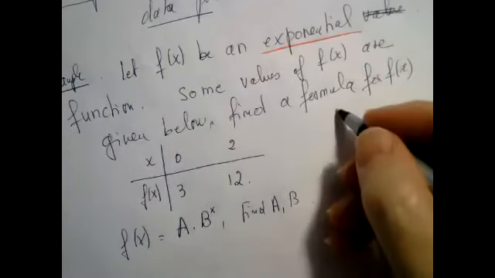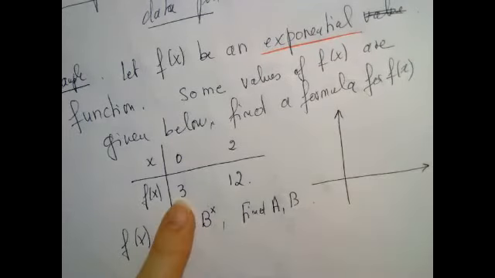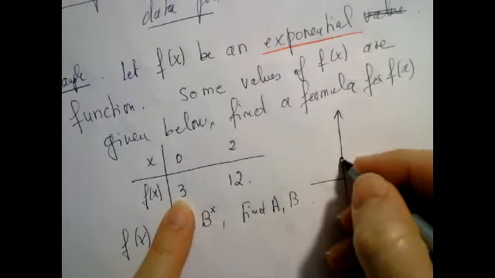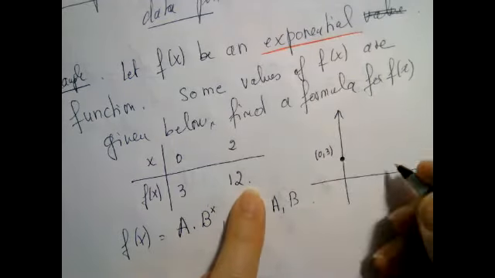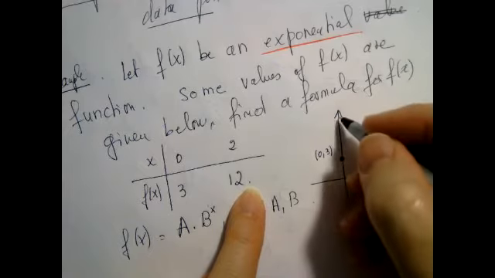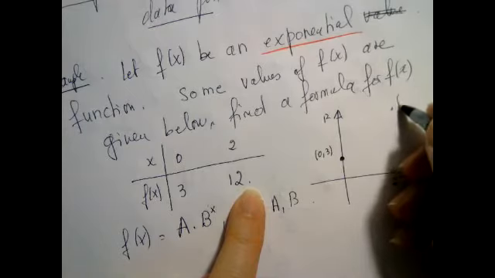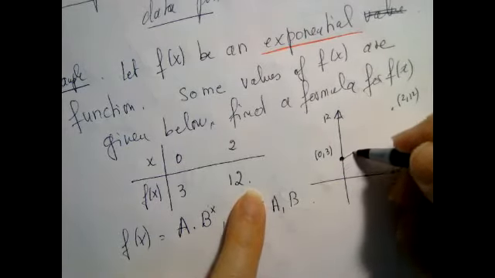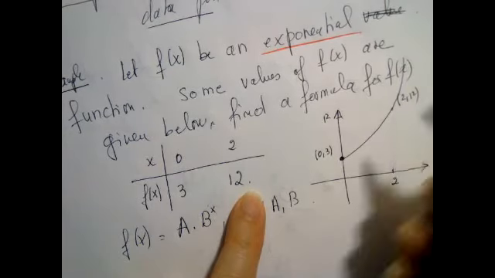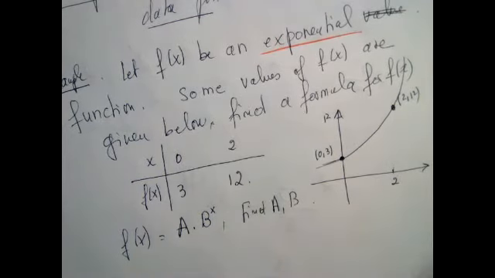Okay? So graphically, that's the picture for you. You have a function. At 0, it takes the value 3. At 2, it takes the value 12. My scale is not very good, but it takes the value 12. Exponential means my function is not linear, it's actually curving, and it's increasing. That's the graph. My question is, I want a formula that will fit the graph.